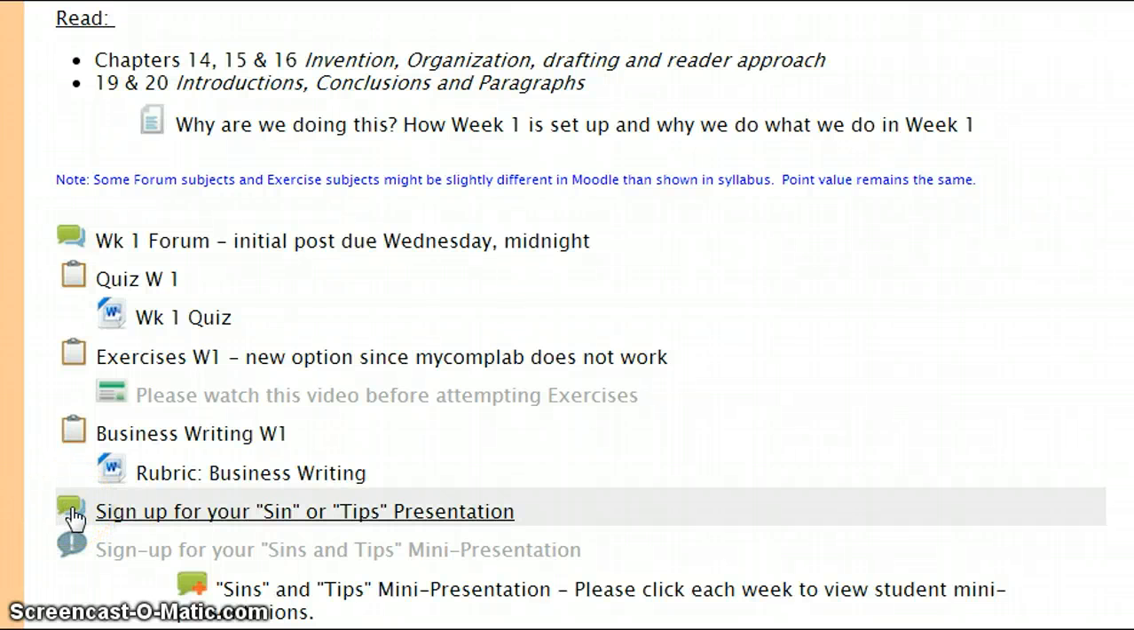The SIN or TIPS presentation, it's up to you what you want to do. I use that as a time for students to sign up from a list for which writing SIN they present. Maybe it might be illogical shifts or faulty commas, run-on sentences, whatever. Those are some of the SINs. Some of the tips are things like avoiding am, is, are, was, were, and using stronger verbs, that sort of thing. So they sign up for a short presentation. I had 2 minutes, but it ended up being a 5-minute presentation. So that's an overview of what I do week 1.